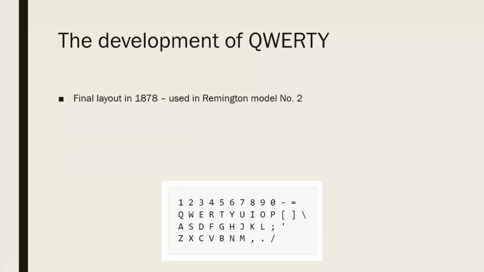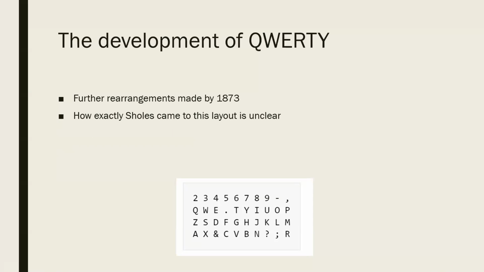In the next stage, a few minor changes were made, and this had happened by 1873. It's not exactly clear how Scholz came to this layout. There isn't really documentation as to how this happened. But as I mentioned earlier, this was probably something that arose out of collaboration with typists. We can see that a few keys were swapped around in a few places, and we can't really see the alphabetic ordering like we saw before. We're starting to see a keyboard that looks more and more like the QWERTY system that we use today.